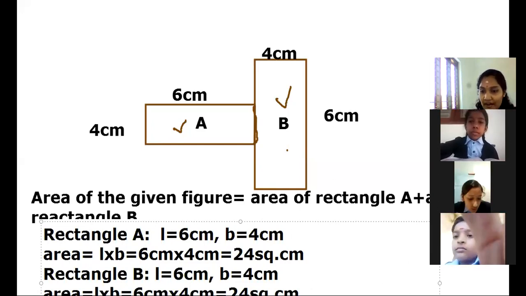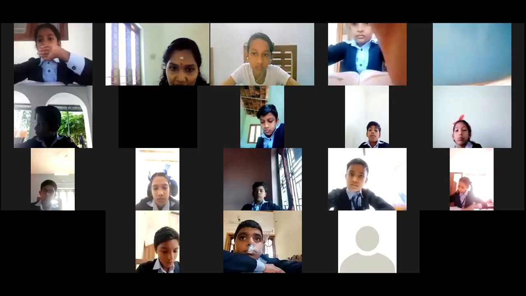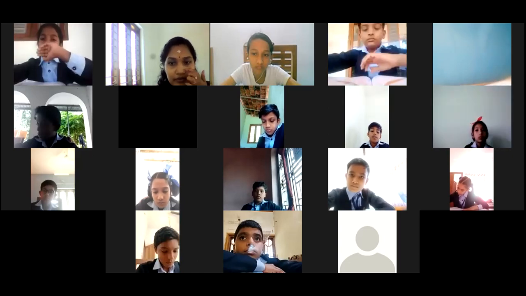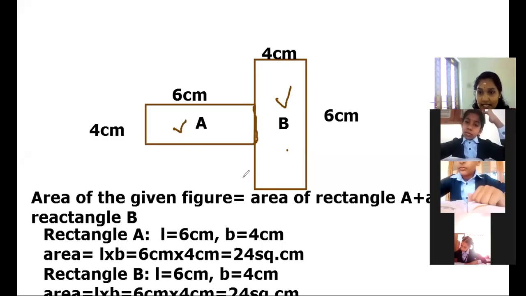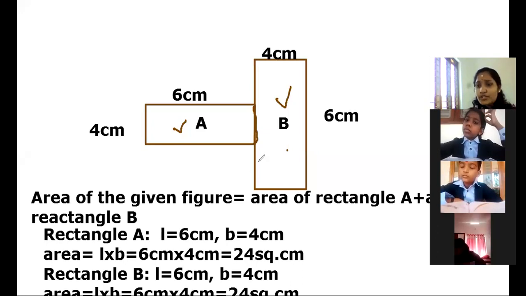No. We have found the area of rectangle A and area of rectangle B, right? But what is our real task here? We have to find the area of this composite figure. To find the area of the composite figure, we only need to add the area of rectangle A and area of rectangle B. Clear? So tell me, what's the area of this composite figure?